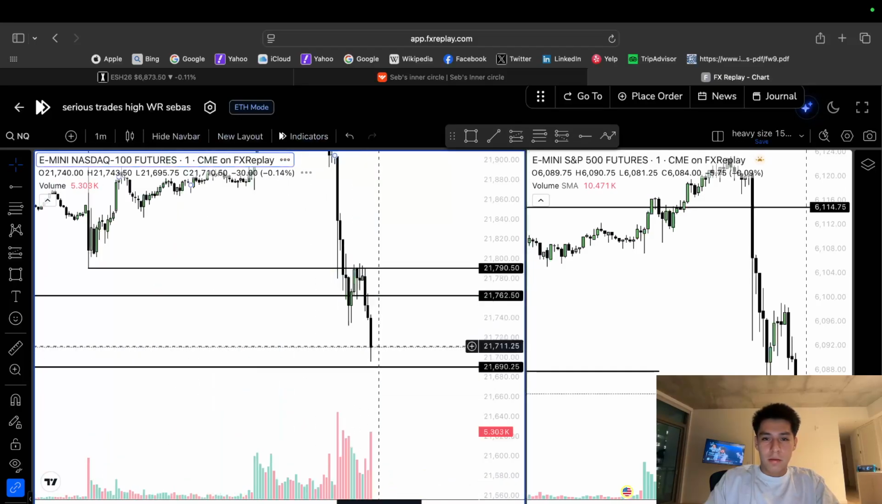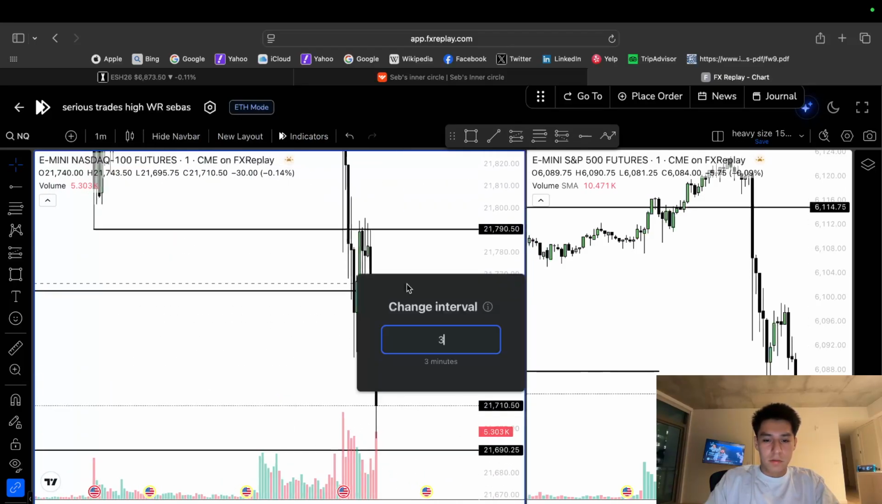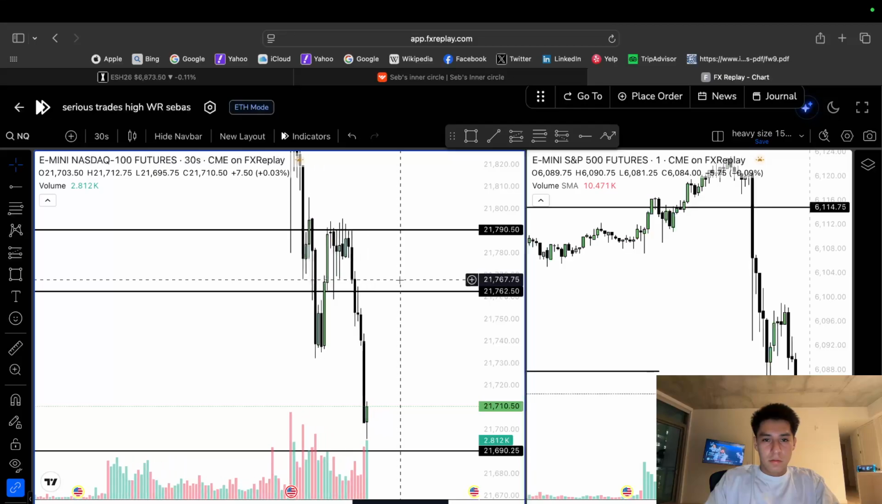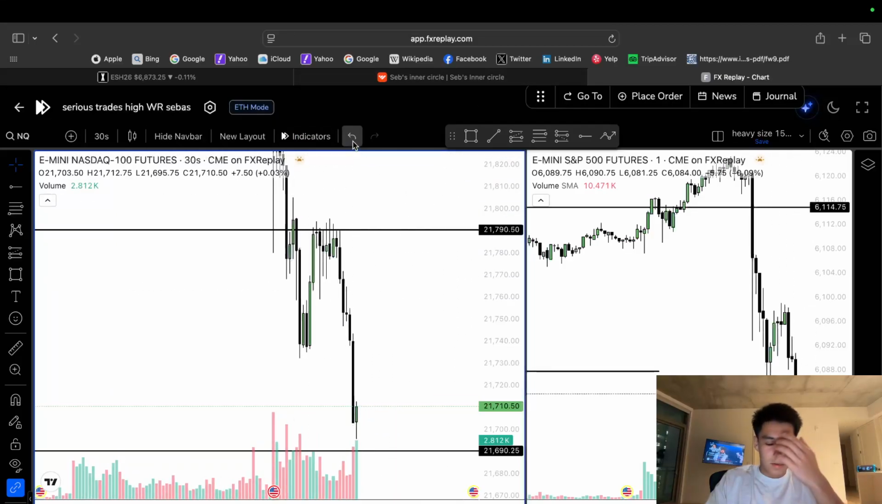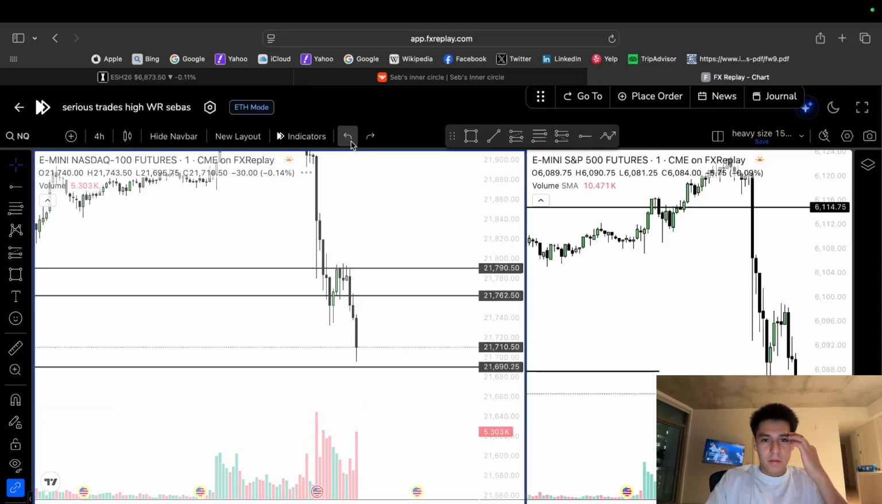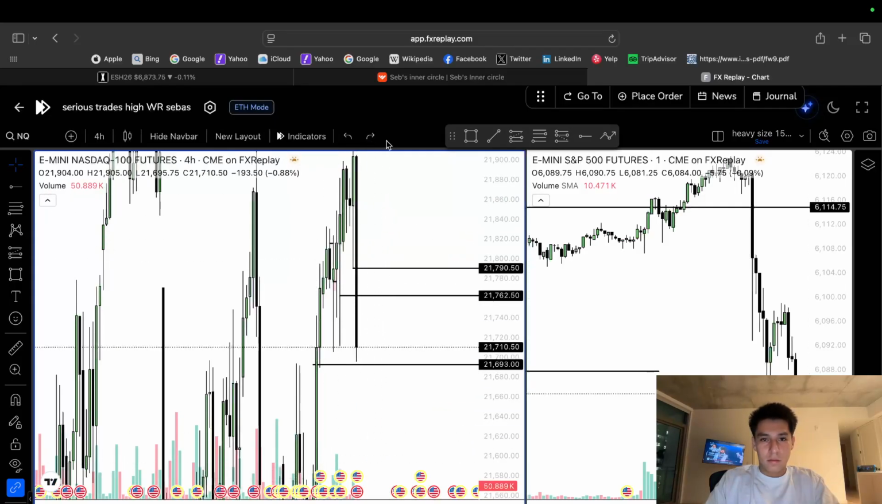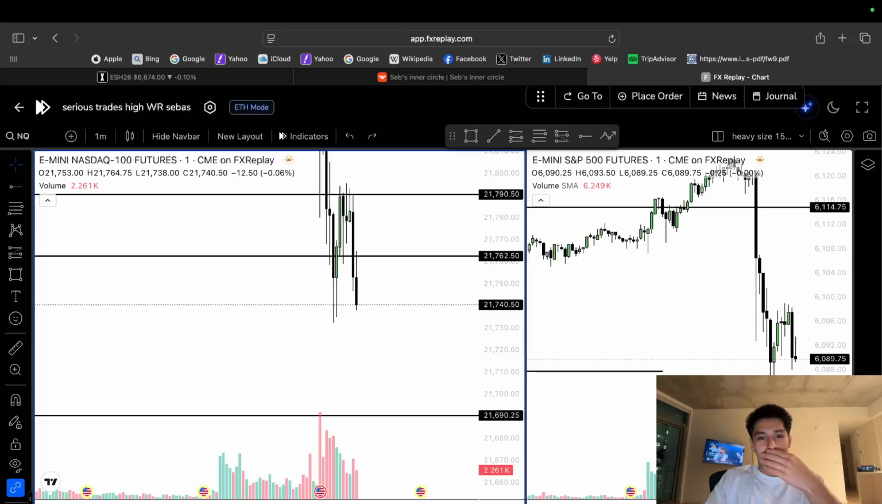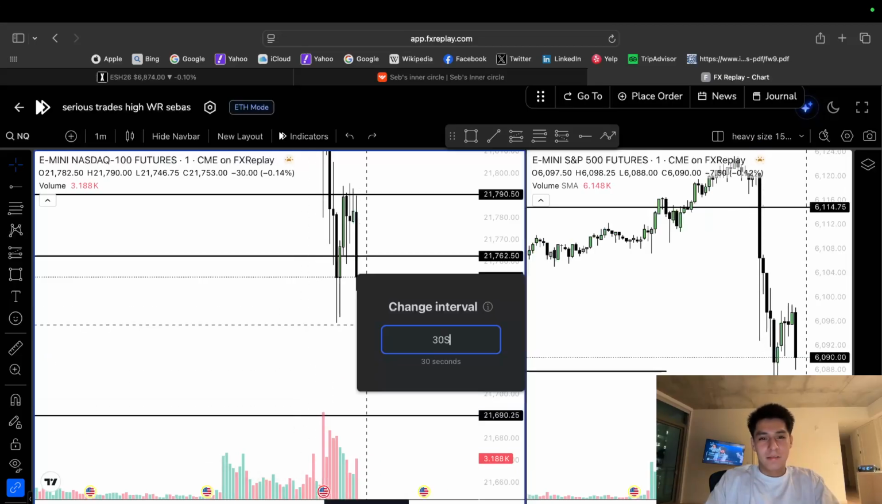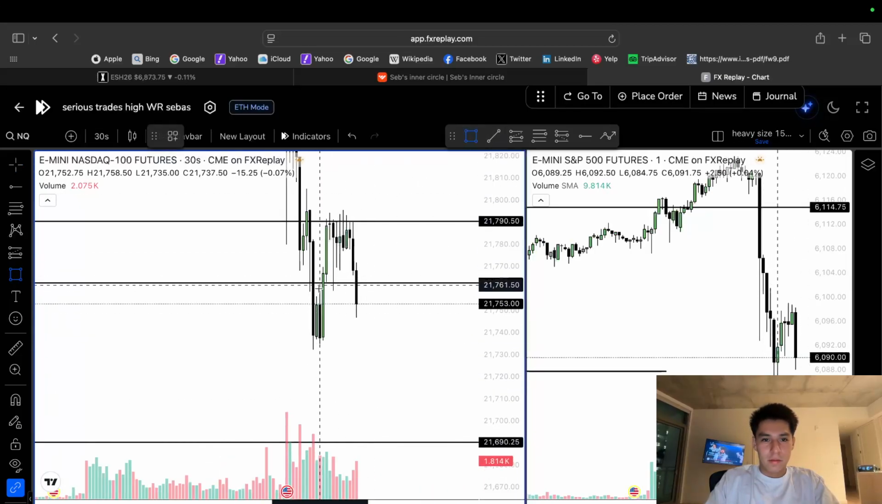Damn, I'm not gonna lie, I did miss an entry here. This is on me, just skipping too quick. Obviously this is hindsight, but this is definitely something I would have taken. My bad, I did not mean to do that. Hindsight demon, but yeah, this is my model as well. I would have taken this off the 30-second.